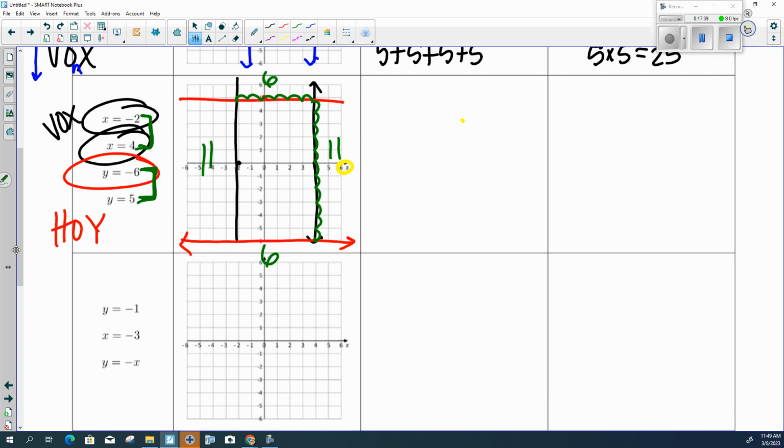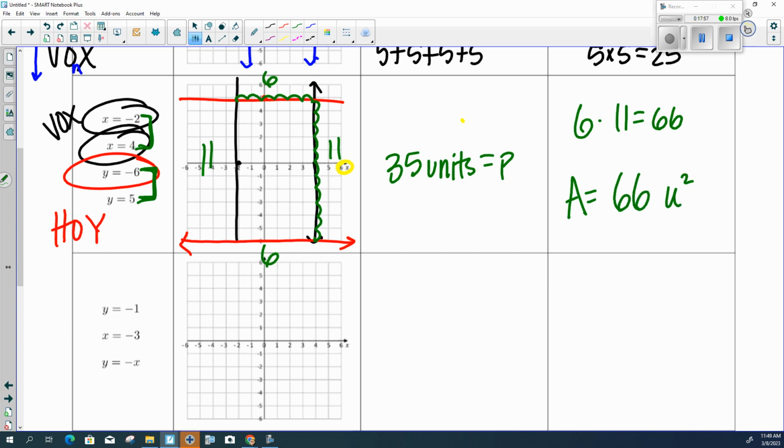Okay, perimeter. 11 plus 6 plus 11 plus 6. My area is base times height. These are square units. These are starbursts.